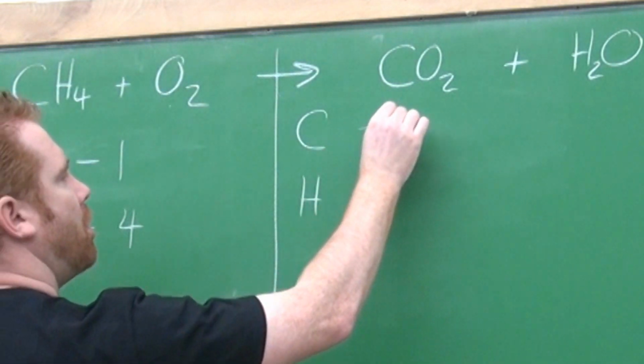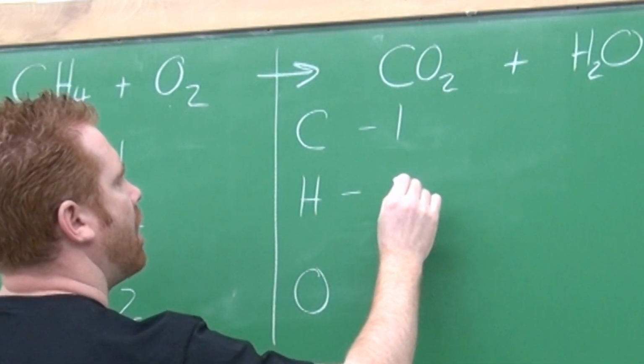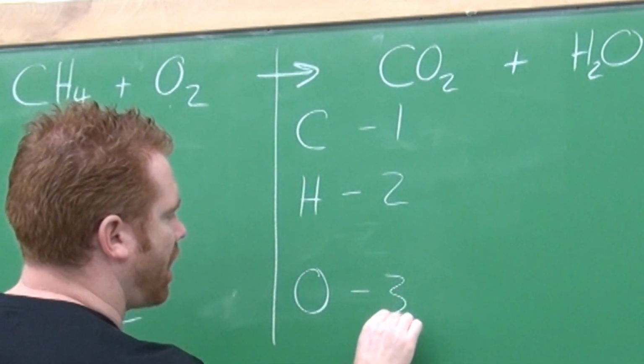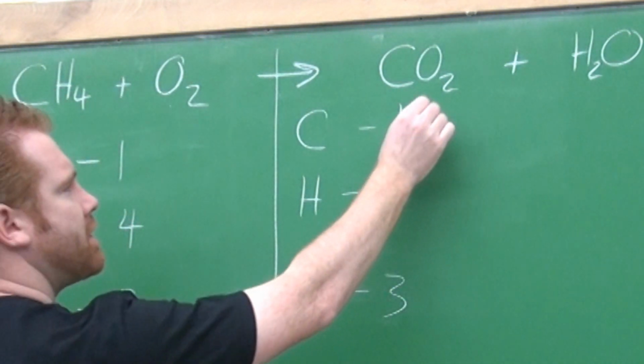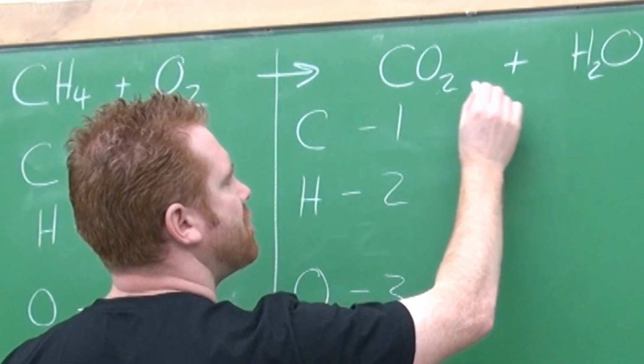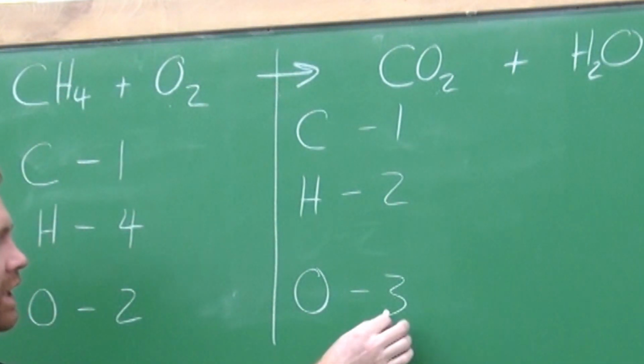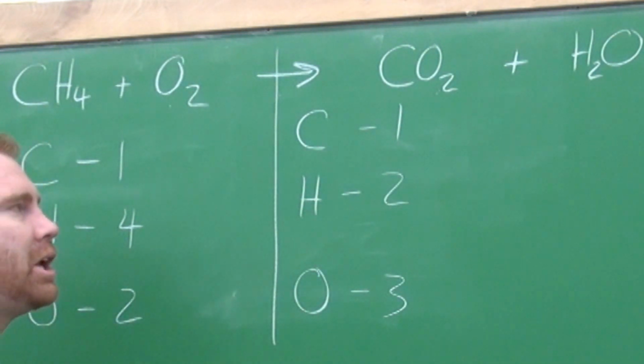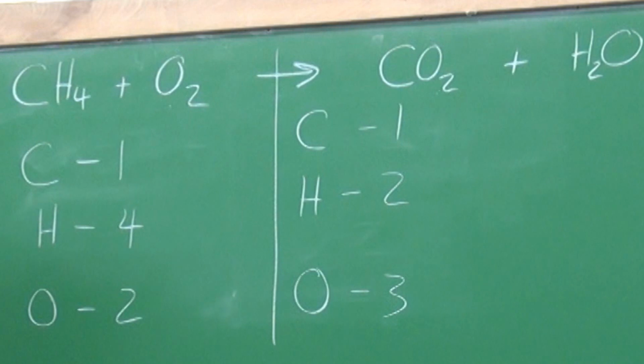In my products, 1 carbon, 2 hydrogen, and 3 oxygen. You'll see that we've taken the 2 oxygen from here and the 1 oxygen there to give us 3. And that's okay, they can come from different spots. That may make things a little bit more difficult when we're trying to balance things. All right, so where are our problems?